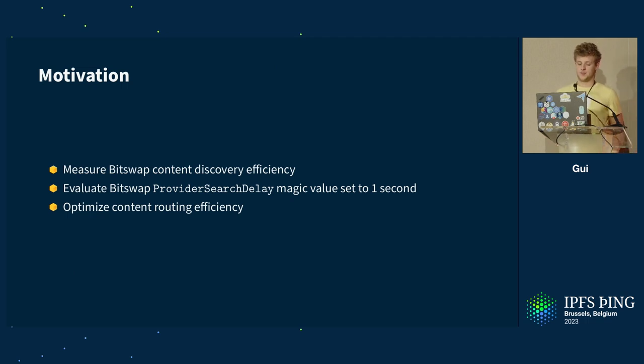So the motivation that led us to do this is the way Bitswap works: there is a static provider search delay, which is a magic parameter that has been set to 1 second, which means that Bitswap will wait for 1 second before making a DHT query in order to find a content. And we wanted to know whether this value of 1 second was right, or if we should maybe increase it or decrease it or get rid of it at all, in order to optimize content routing efficiency.